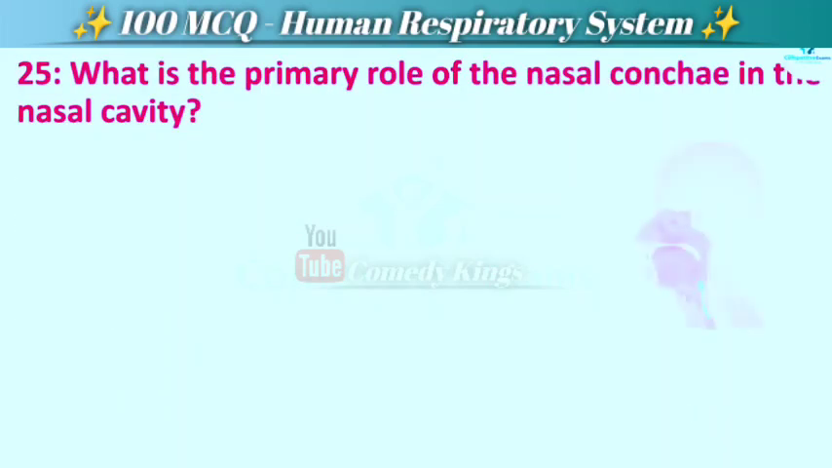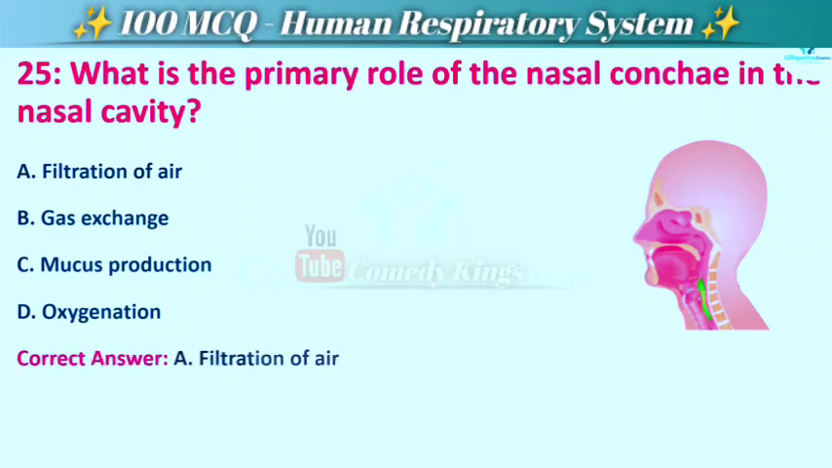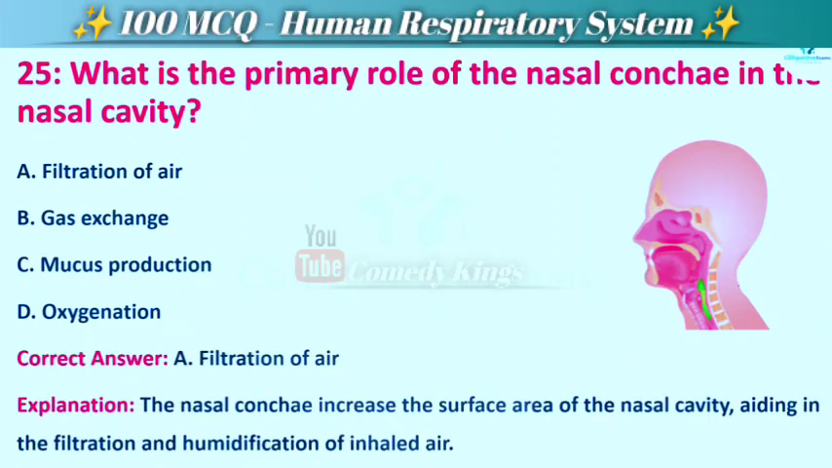Question number 25. What is the primary role of the nasal conchae in the nasal cavity? Your options are filtration of air, gas exchange, mucus production, or oxygenation. The correct answer is A, that is filtration of air. The nasal conchae increase the surface area of the nasal cavity, aiding in the filtration and humidification of inhaled air.